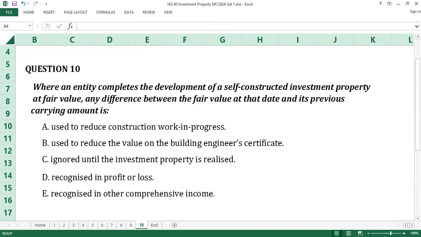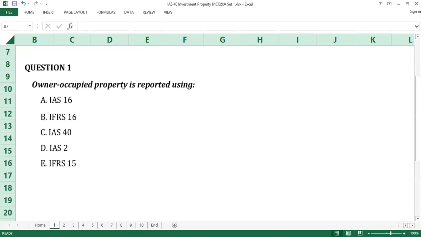Time up. We proceed to review the answers. Question number 1. The answer to question number 1 is A, IAS 16. Owner-occupied property is property held for use in the production or supply of goods or services or for administrative purposes. IAS 16 applies to owner-occupied property. A is the answer to question number 1.